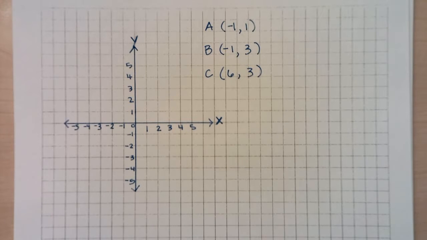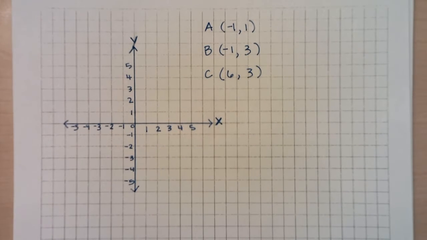We are in 2.3 reflections. So we are going to draw a triangle and its reflection in the x-axis, and then we are going to name the coordinates of the image. So let's do it, and we'll talk through it as we go.